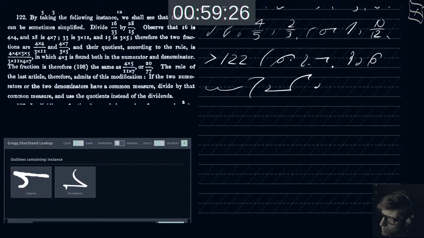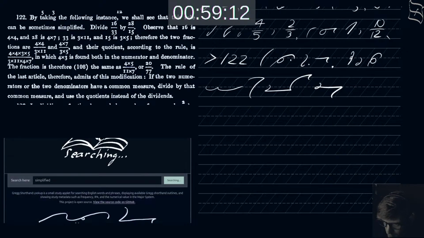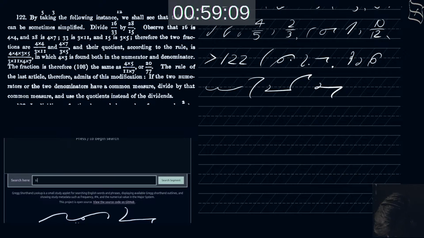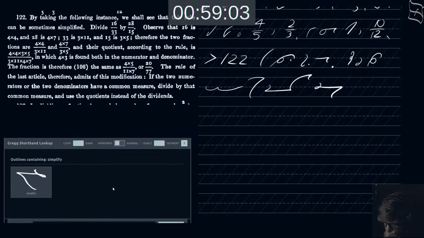Simplified. I know simplified is S-I-M-P, and then F-I-E-D. Let's go ahead and check that out. Take a look. Okay, so it's simply simp and then add an F to the end to get simplify. And then we just add a disjointed D below that. Very nice.